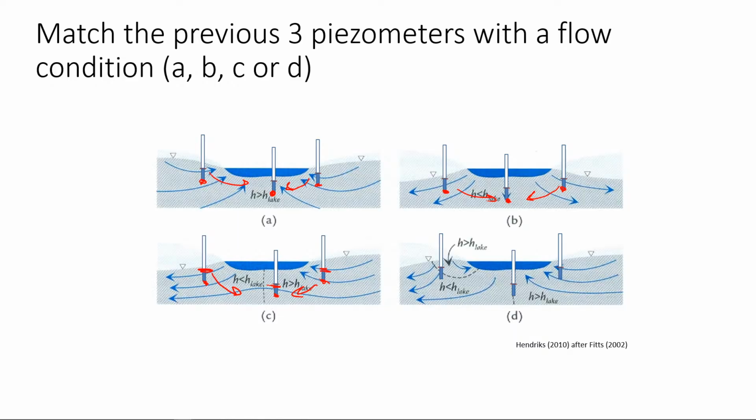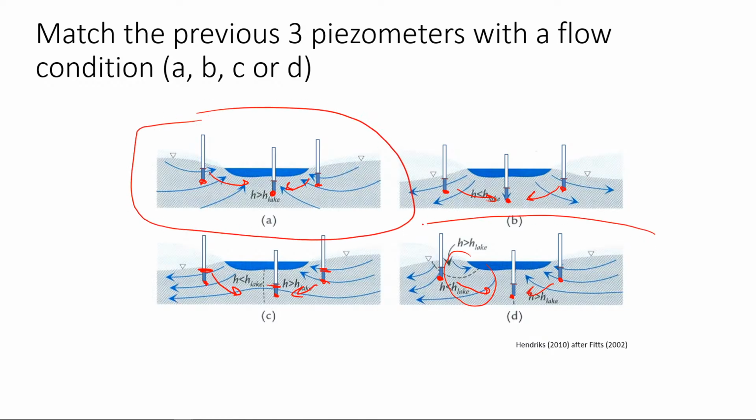How about here? We are measuring this here, this here, and this here. So water is flowing from here to here, maybe, and from here to here, also maybe. So it's either this case or this case. It would be one of them.